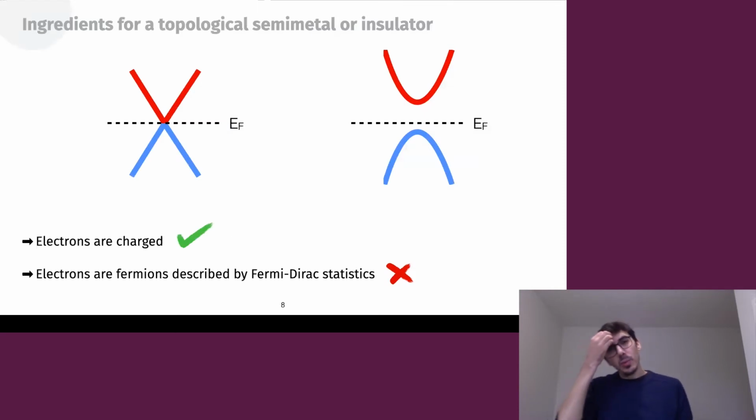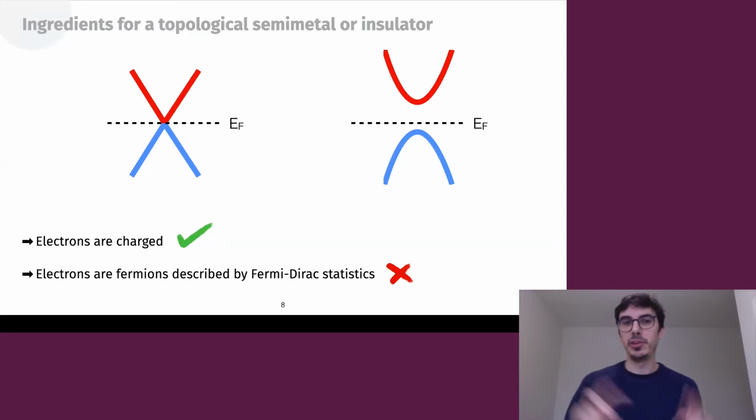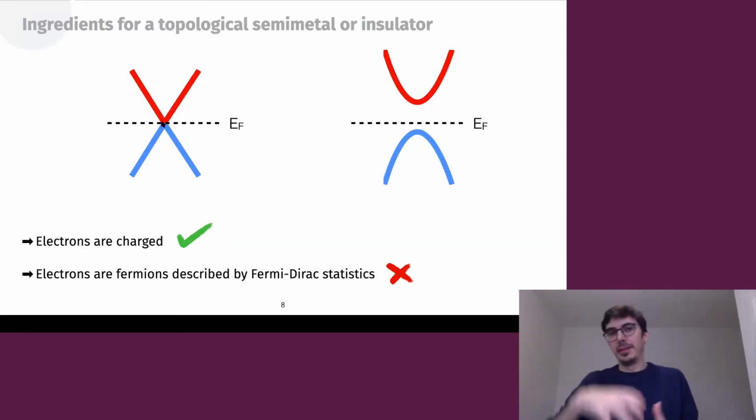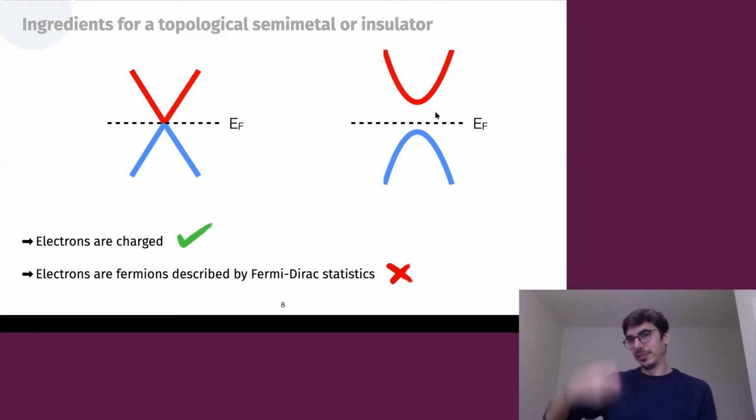In order to understand why phonons could be useful, we can try to understand what we need to have topological order in electronic systems. This is true for either a topological semi-metal or topological insulator. On the left, I'm showing a topological semi-metal, where I have this crossing point, which is protected by some topological invariant. And on the right, I have a topological insulator, which again is described by some topological invariant.